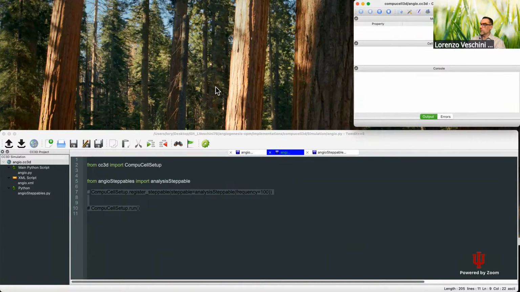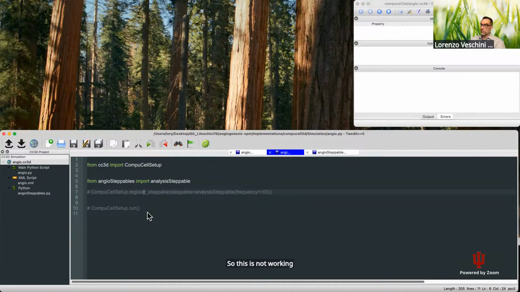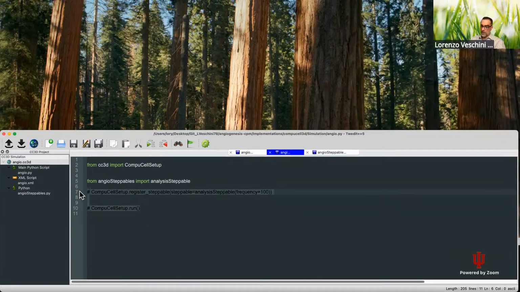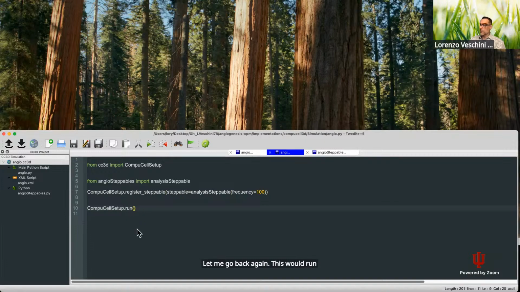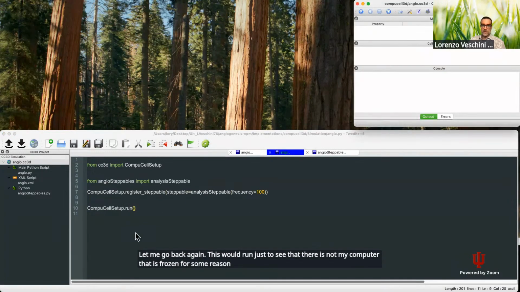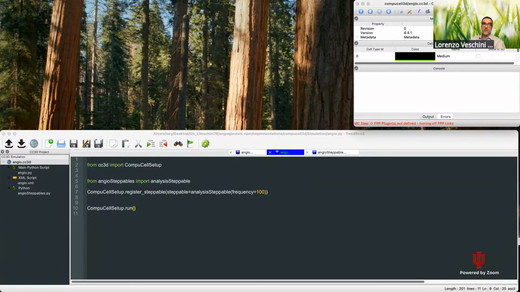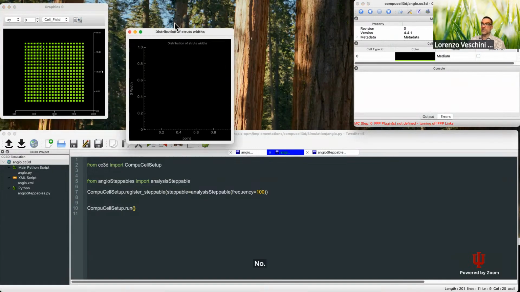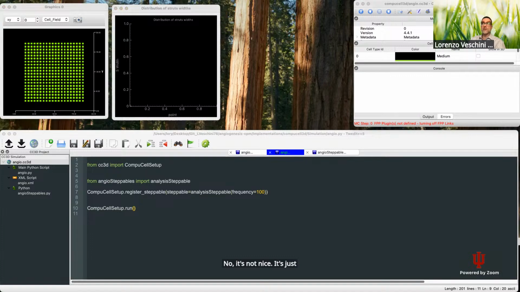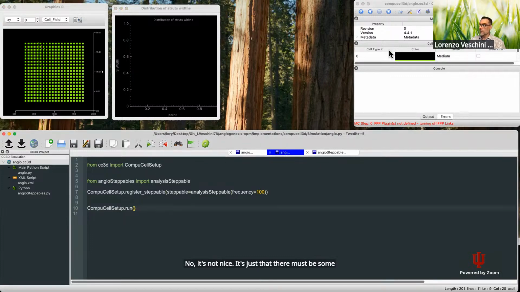So this is not working, and it's actually, let me close it. Let me go back again. This should run, just to see that it is not my computer that is frozen for some reason. No, it worked nice. There must be some interesting Python code.